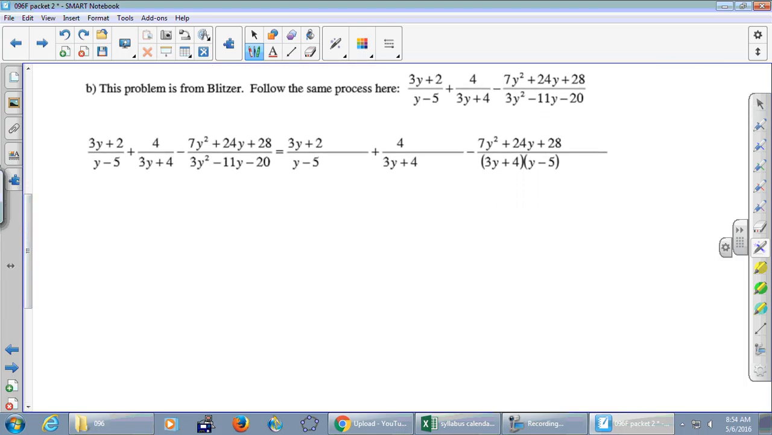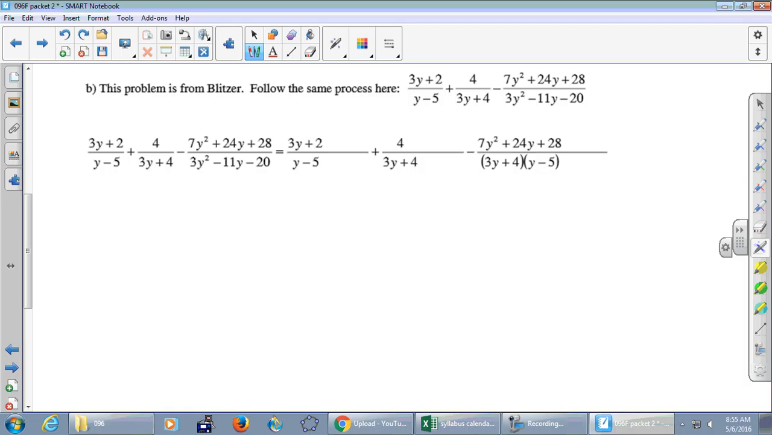Part B has this addition and subtraction of 3 fractions. I've written it out here, just copied. And what do we notice about those denominators? They're different. Well, that's unfortunate because we're going to have a lot of work ahead of us to make them the same.